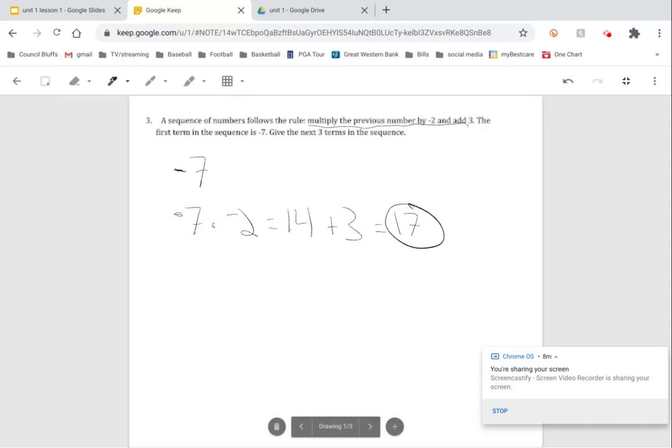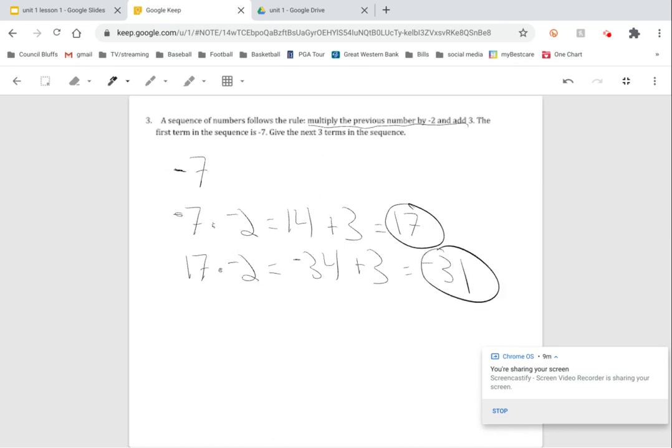The next term, we're going to take the previous term, multiply it by -2. So 17 times -2, that's going to be -34. Use a calculator if you need to. And then add 3. -34 plus 3 is going to be -31. Okay, so that's the next term.